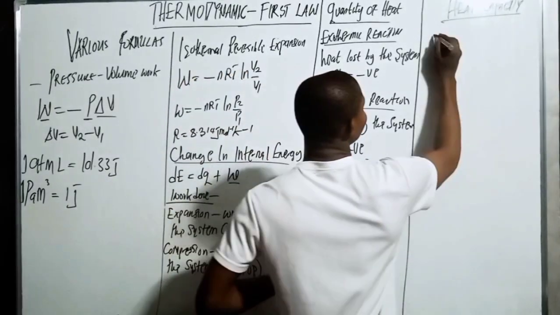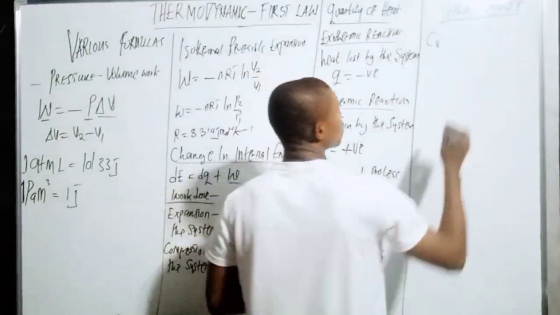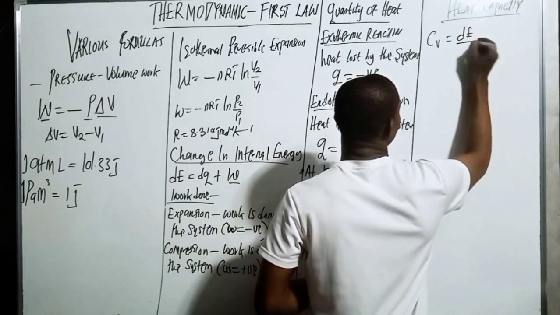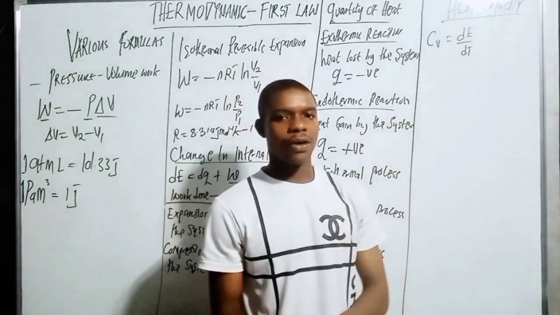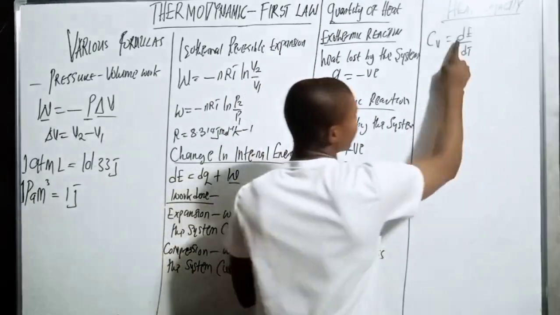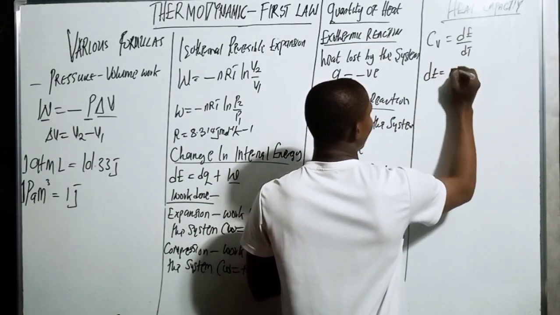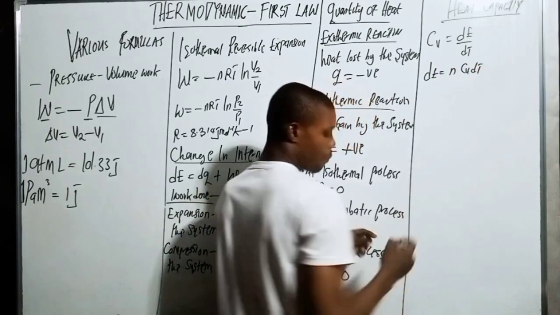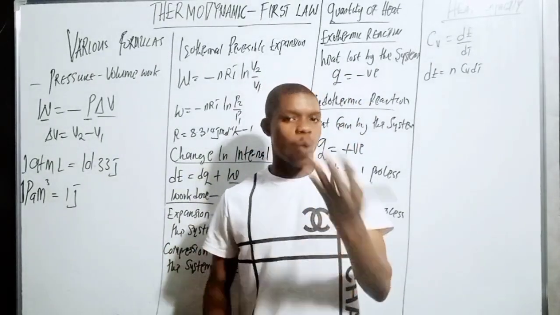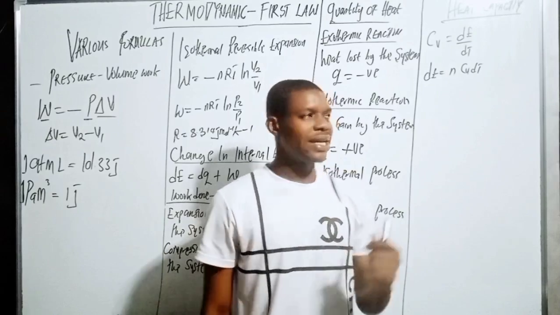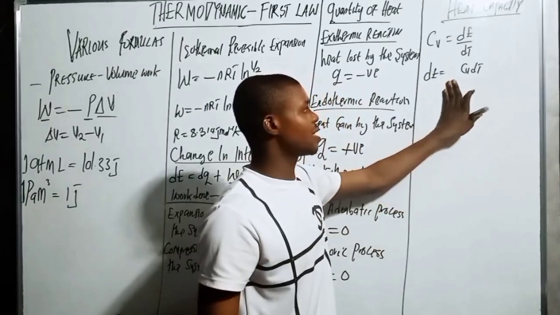So here we have CV. CV means heat capacity at constant volume, which is equal to change in internal energy over change in temperature. So from here, they can ask you to calculate the change in internal energy. If you want to make delta E the subject of the formula, delta E is equal to n CV dT. Most times when the mole is not given to you, the mole is 1, because n represents mole. If the mole is 1, you should ignore it, so delta E equals CV delta T.